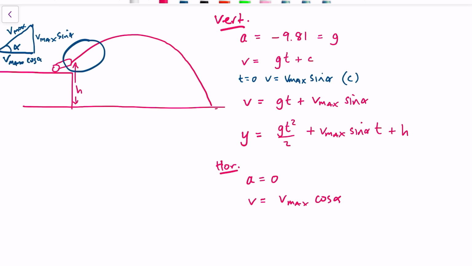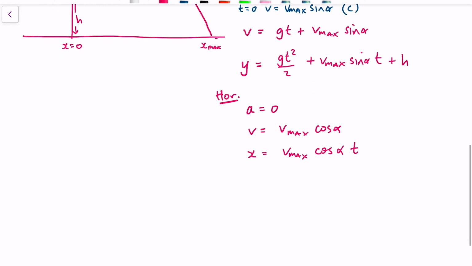If we antidiff that one more time, then we've got our x, our displacement in the x direction, is v max cos alpha times time plus c, but c is 0 because we're going to treat this as x equals 0, and this is x maximum, the value that we're trying to find. Now at this point I dropped all the v maxes and just called them v for simplicity. Not to be confused, of course, with that v there, but we're not needing that anymore.